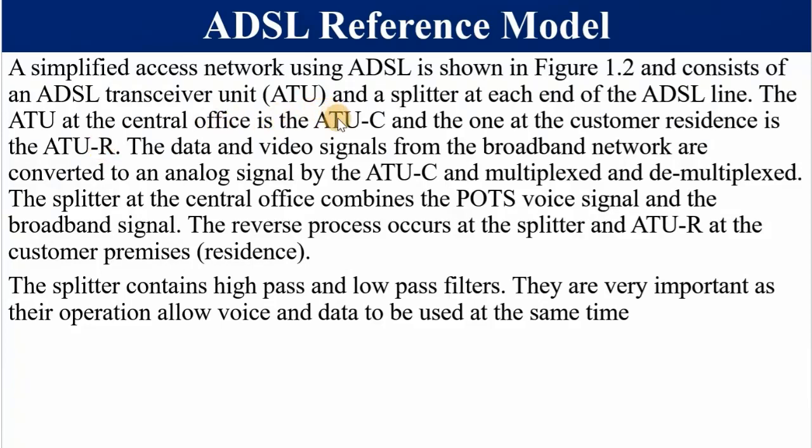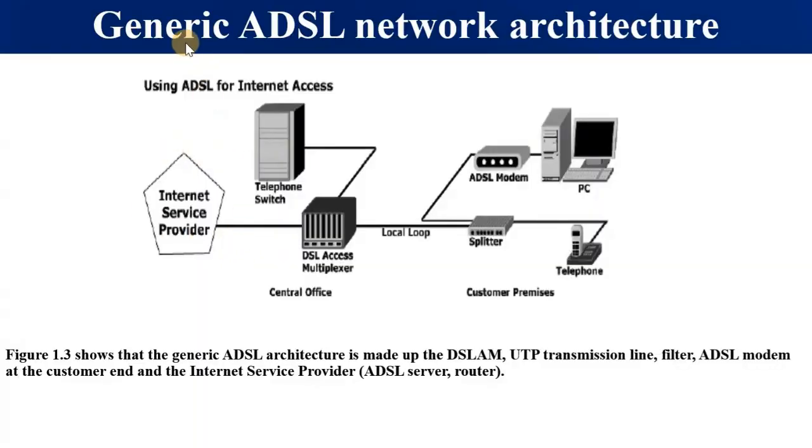So we have got two ADSL modems and we've got two splitters, one in the DSLAM as well as one at the subscriber's premises. These two splitters are responsible for separating voice and data. Let's have a look at the generic ADSL network architecture.